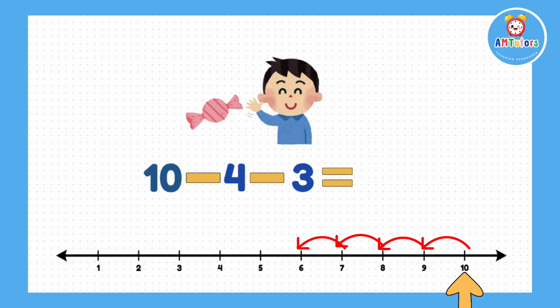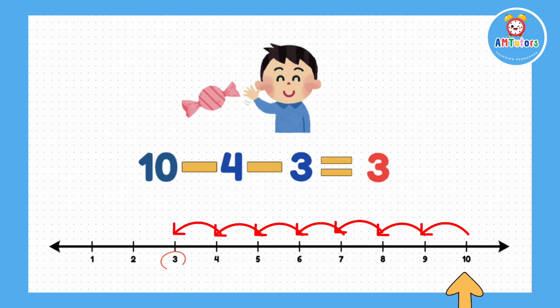We then have to jump back another 3 spaces. This is because Tom wanted to share another 3 sweets with his other friend. So 1, 2, 3. The final number we land on is the number 3. So that means Tom will be left with 3 sweets for himself.